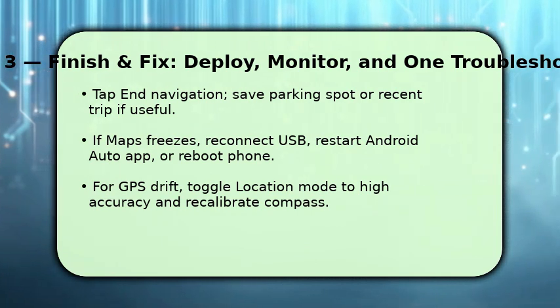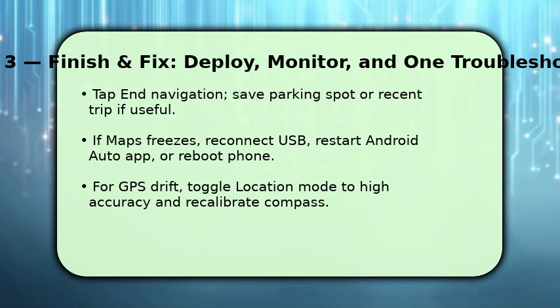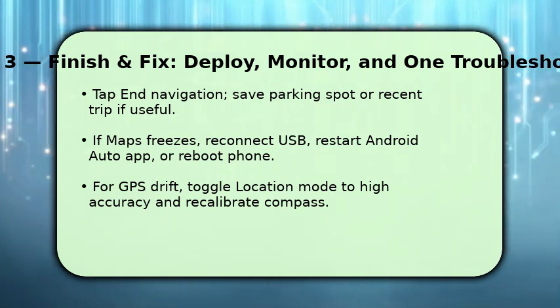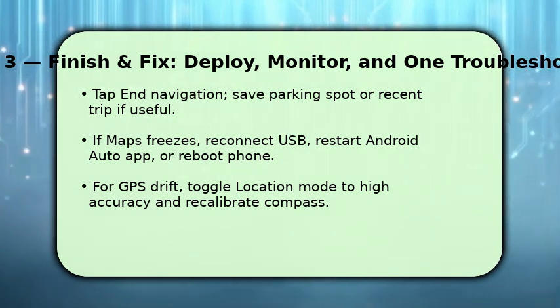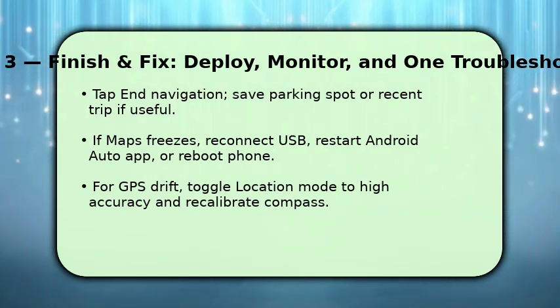For persistent GPS drift, open phone location settings, switch to high accuracy, and recalibrate the compass by moving the phone in a figure eight. If problems continue, check app updates and car head unit firmware. Keeping both current prevents many glitches.